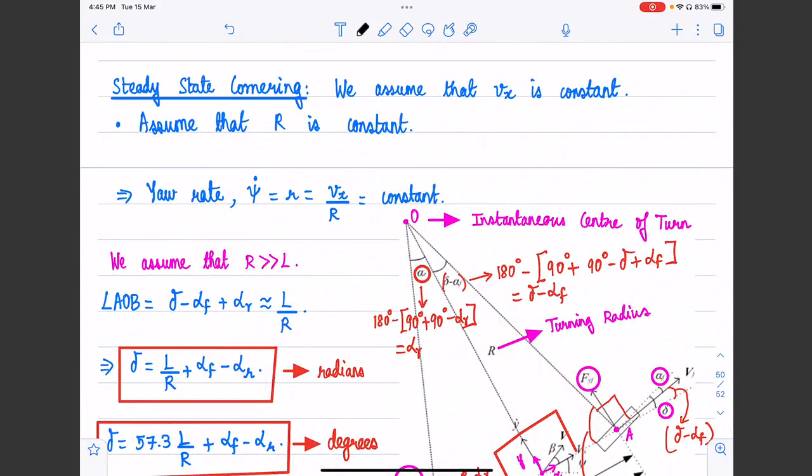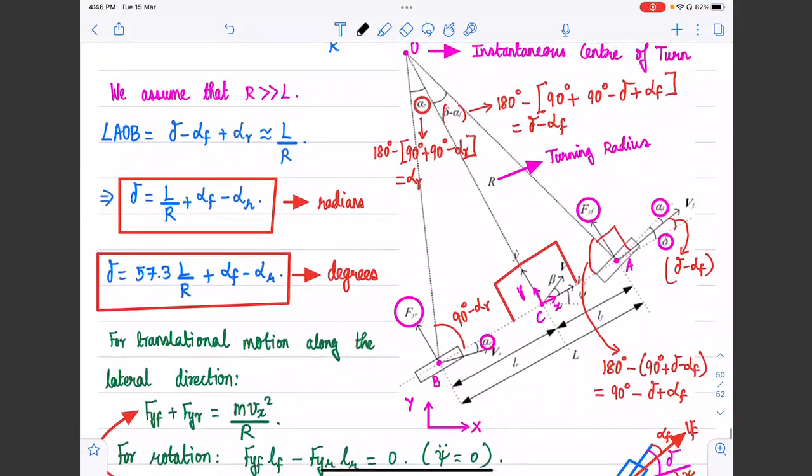The maneuver or scenario that we are considering in steady state cornering is that a car is going straight and then we take a turn and allow the transient effects to settle down, and then we look at what happens to the steady state motion as the vehicle moves in an arc of constant radius.